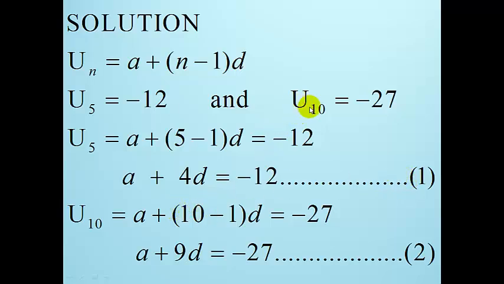Now we also have it that u10 is equal to minus 27. That is the 10th term of the linear sequence equals minus 27. So wherever we see n in the nth term formula, we substitute 10. In doing that, we have u10 equals a plus (10 minus 1) times d, and this is equal to minus 27. Now 10 minus 1 is 9, and 9 times d is 9d. So we have a plus 9d equals minus 27, and this is our equation 2. These are the two equations that we are going to solve for the values of a and d, where a is the first term and d is the common difference of the linear sequence.